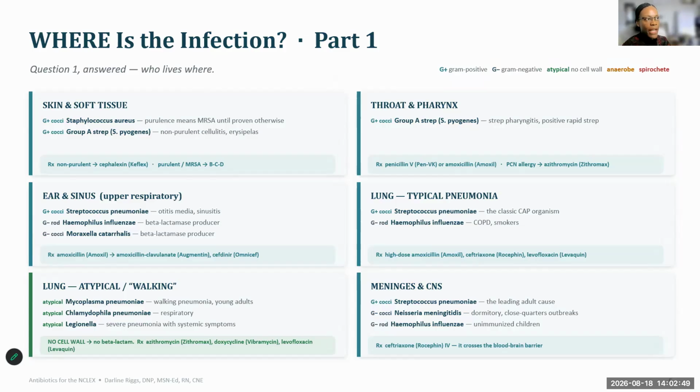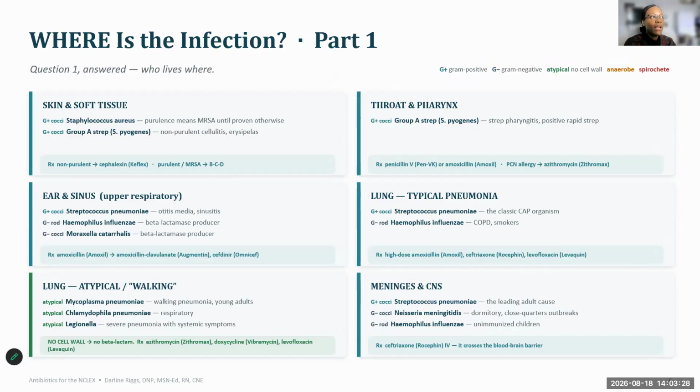Your lung atypical, walking pneumonia. Atypical, so keep that word in mind. Under that umbrella, those pathogens have no cell wall. Whereas you saw with the ear and sinuses, we had the beta-lactam; there was a cell wall. So we can do the amoxicillins and the Augmentin, but with the lungs and the atypical walking pneumonia, there is no cell wall.